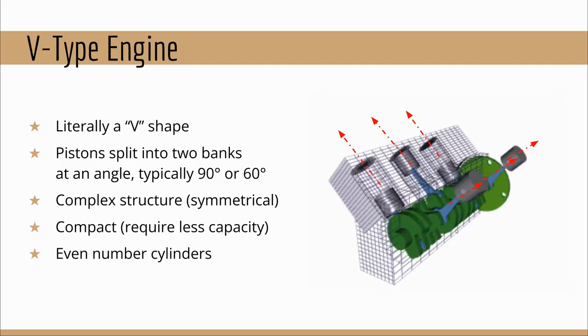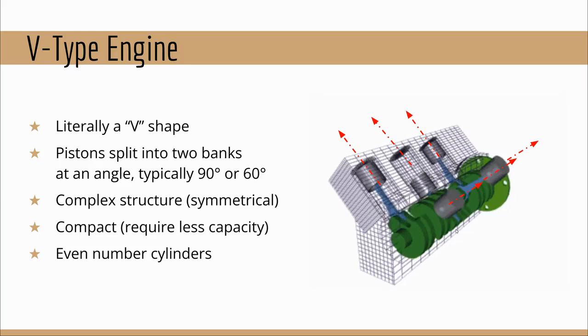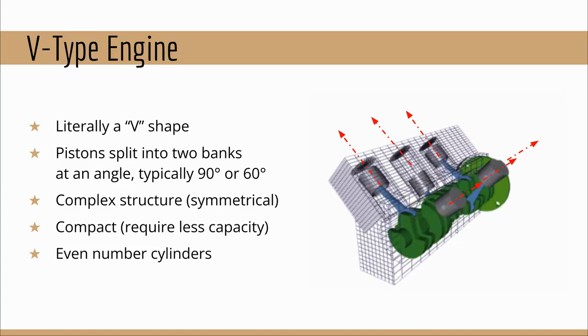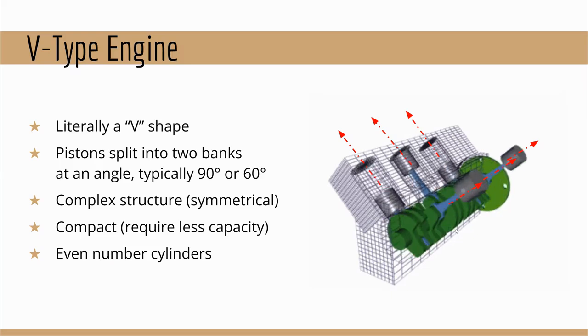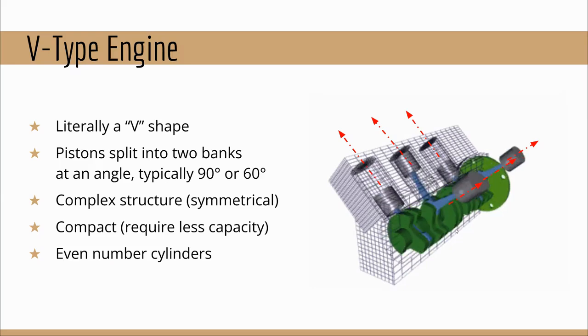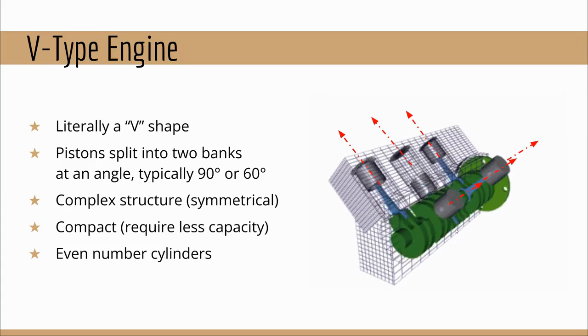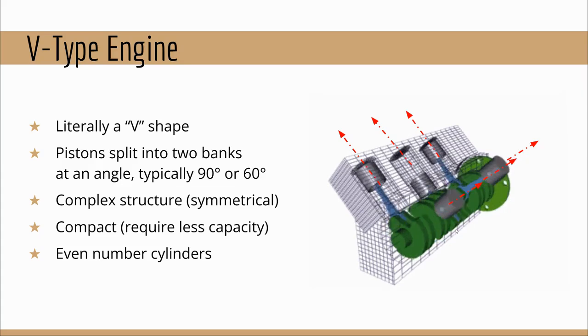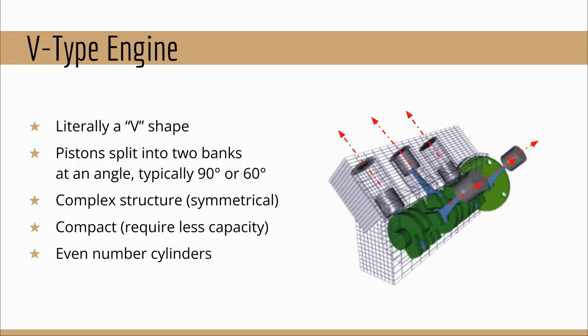Now for V-type engines. It's called V-type because it has the shape of the letter V. In this engine design, the pistons are split into two banks at an angle, typically 60-degree or 90-degree, depending on the specific engine design. The engine structure is symmetrical and it's more complicated because the pistons are no longer moving along the same plane. Yet, they're split into particular angles, making the engine design more compact, which requires less physical capacity for more cylinders. A V6 engine like this has similar length as an inline-4 engine from the previous slide.